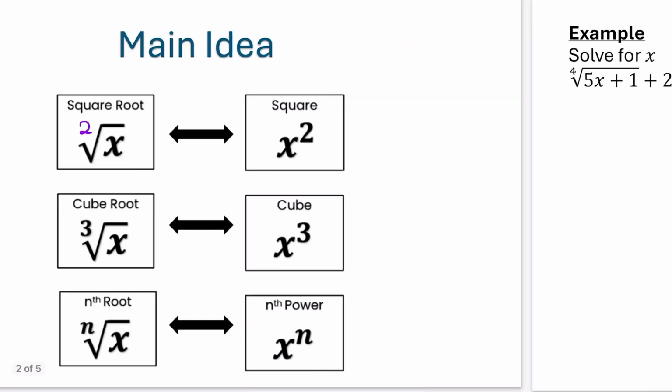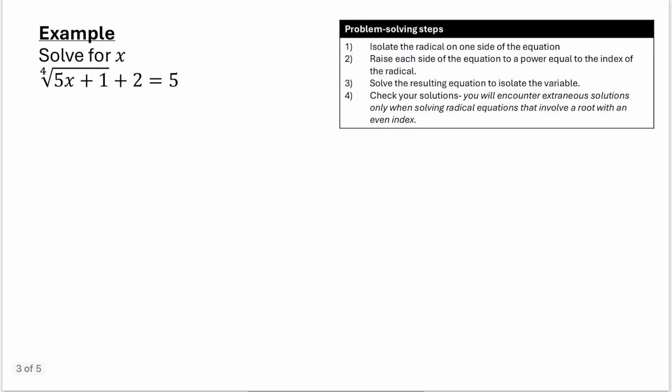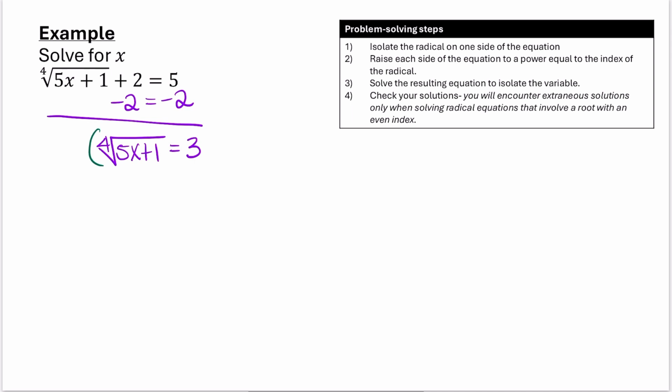Let's solve this for x. You can see we have a fourth root here in our problem, so we're going to start off by first isolating the radical. I'm going to do that by subtracting 2 from both sides. When I subtract 2 from both sides, I get the fourth root of 5x plus 1 is equal to 5 minus 2, which is 3. So now I have the radical by itself, so I'm going to undo it by raising everything to a power equal to that index, which is 4. I'm going to raise both sides to the fourth power, so that gives me 5x plus 1 is equal to 3 to the fourth, which is 81.